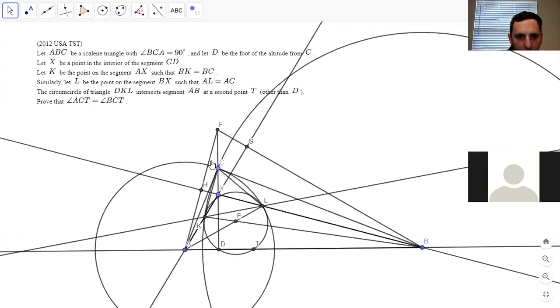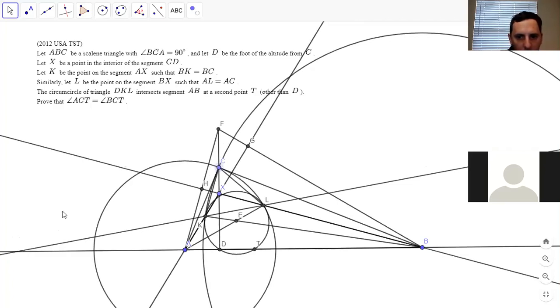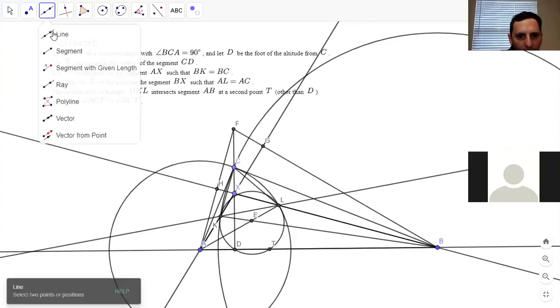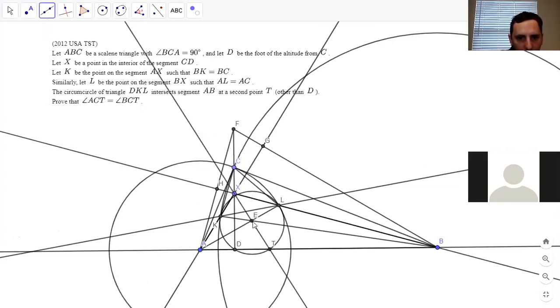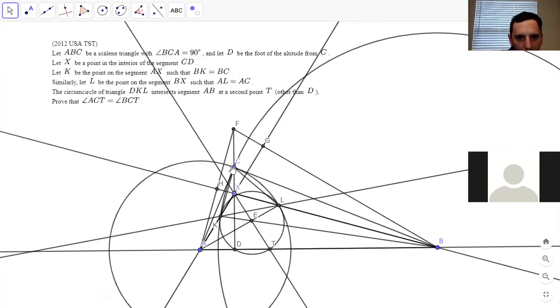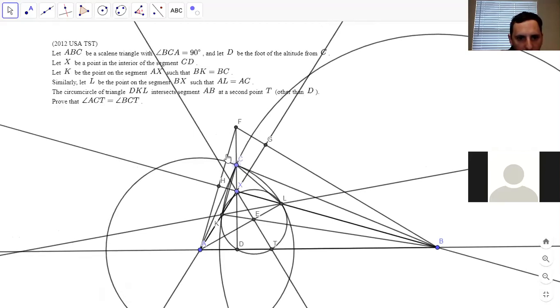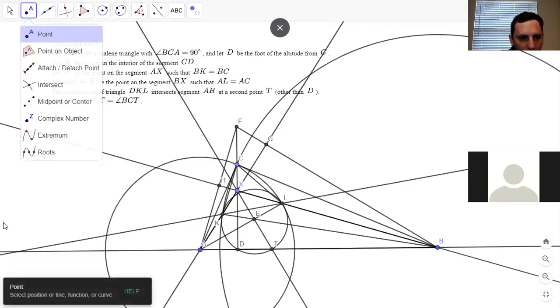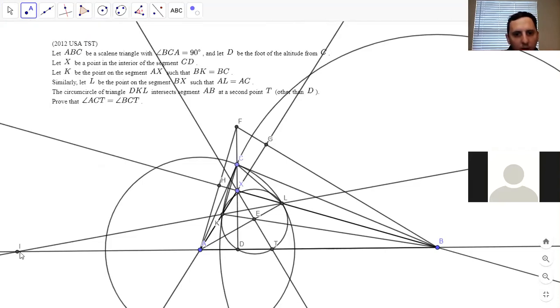Are X, E, T collinear for sure? Let's see. Yeah, I'm pretty sure. Then we want to prove that KL, AB, and the angle bisector concur. Oh, so you mean like draw IC, for example?